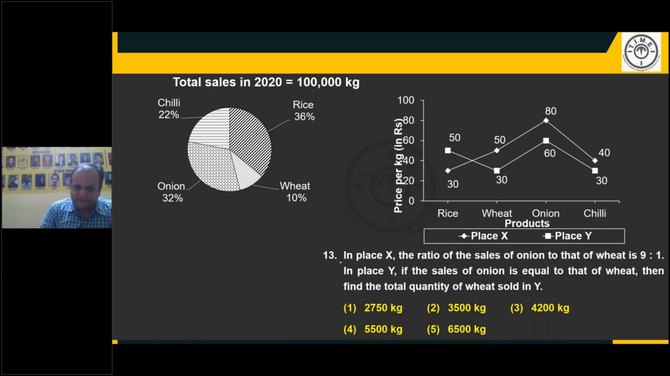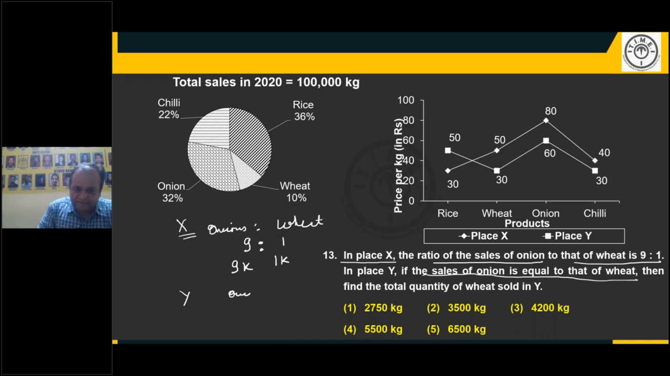Read the question carefully. In place X, the ratio of the sales of onion to that of wheat is 9:1, right? So for place X, the ratio of onion to wheat quantity sold is 9:1. Let's say this is 9K and this is 1K. This is place X. In place Y, the sales of onion is equal to that of wheat. At place Y, onion is equal to wheat.